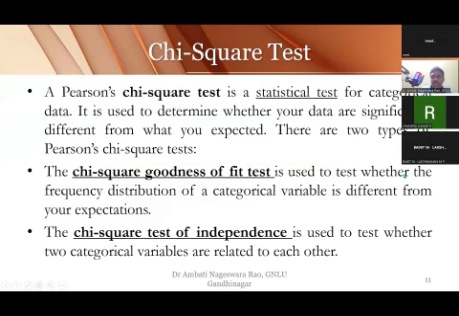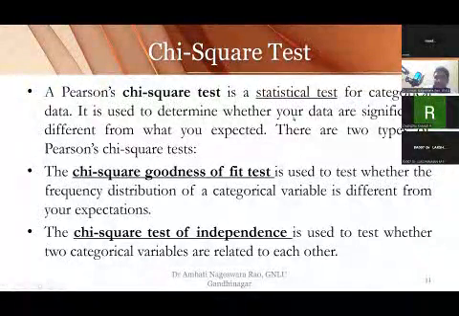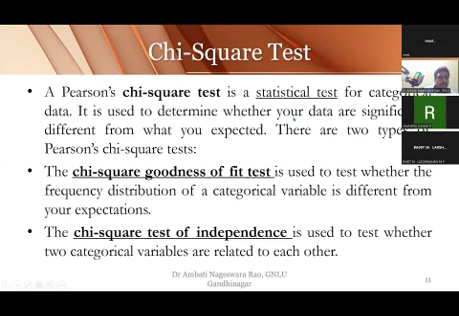Chi-square test. As a part of chi-square test, we have two different statistical tests. One is chi-square goodness of fit test. Second is chi-square test of independence. Basically, we use chi-square test for categorical data. Whenever we have categorical data, like nominal or ordinal data, we are going to conduct chi-square test. Within the chi-square test, we have two tests. One is goodness of fit test. Second is test of independence.